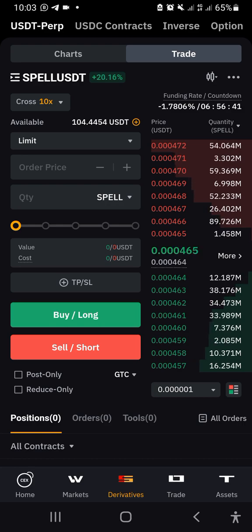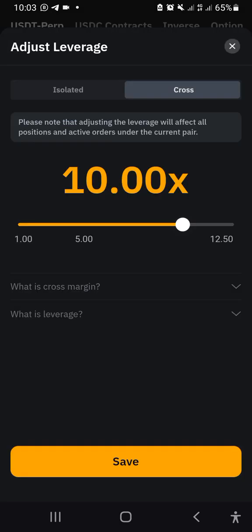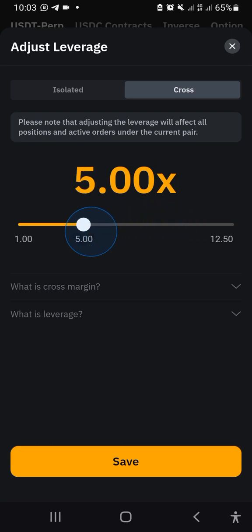Now, let's talk about leverage. You can see that I have cross 10x here. I'm going to reduce it. Your leverage matters a lot. Your leverage can make you big money and can make you lose big money as well. So you don't want to be greedy. You don't want to be greedy.